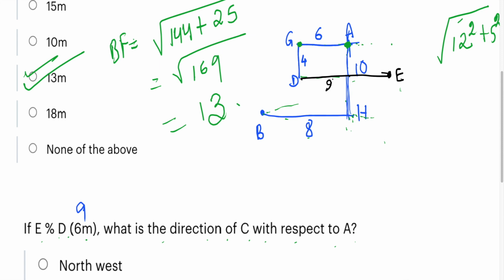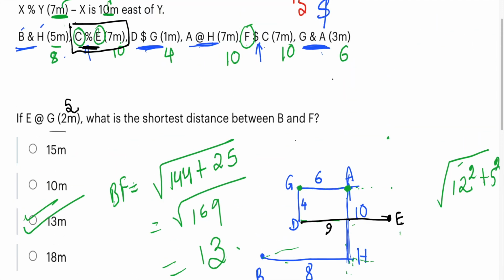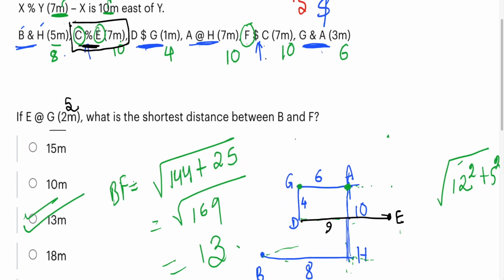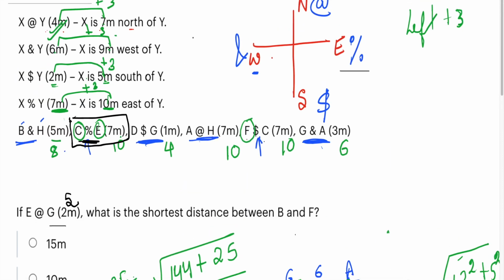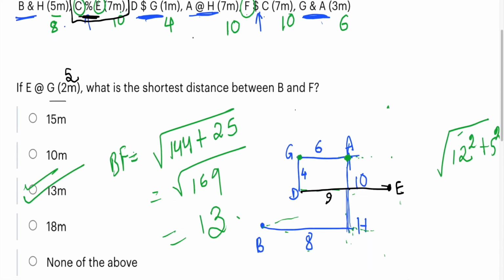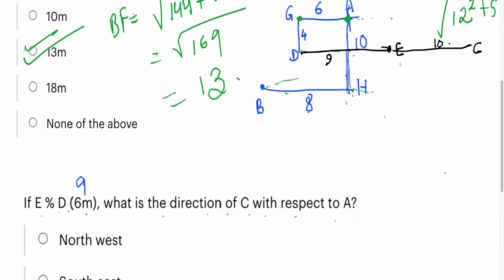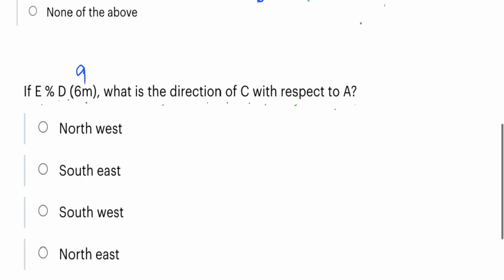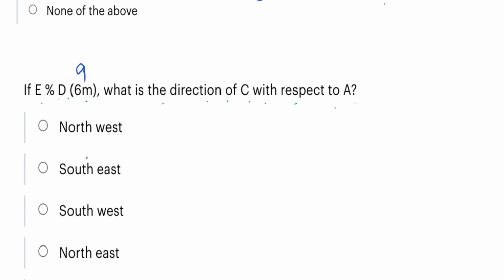Okay, what is the direction of C with respect to A? Now again you have to draw C with E. C percentage means east, so C is 10 meter to the east of E. So here is C, and this one is 10. Okay, next your question is direction of C with respect to A. Very easy. What is the direction of C? This is south and east, so it is southeast. Okay, so your answer is option B.